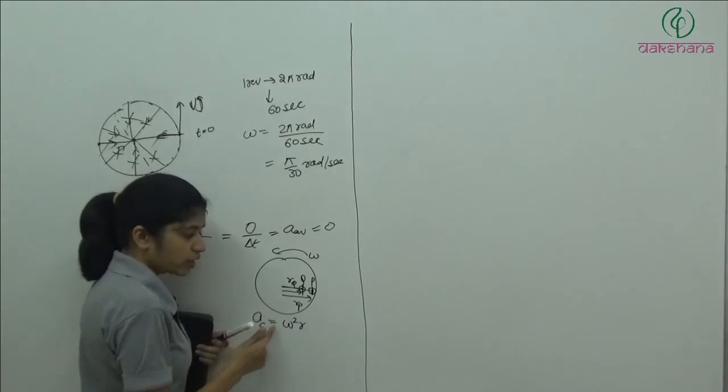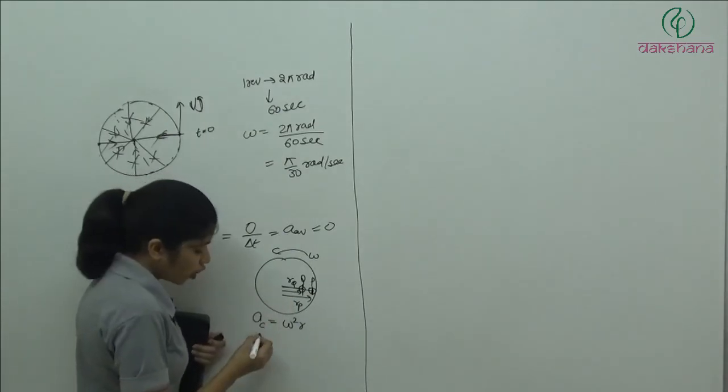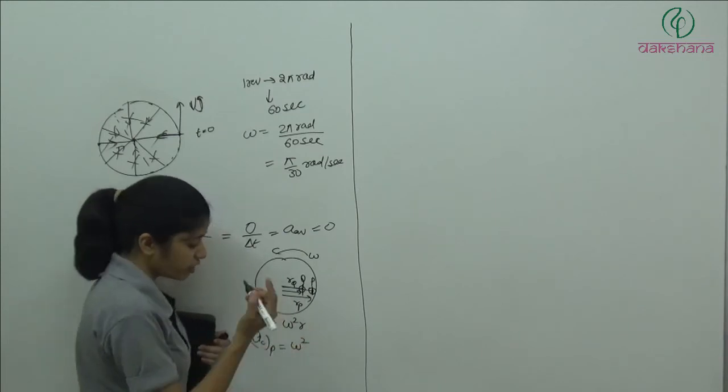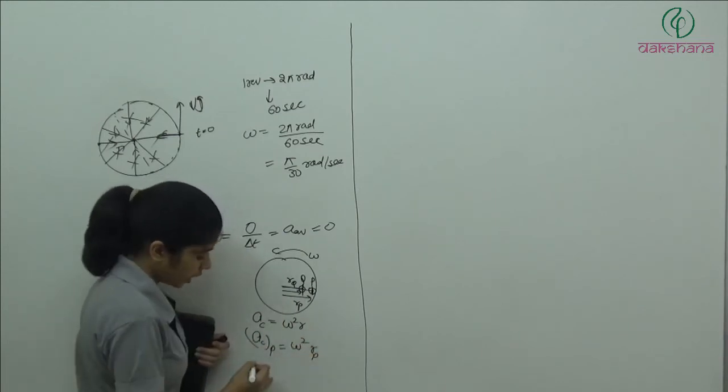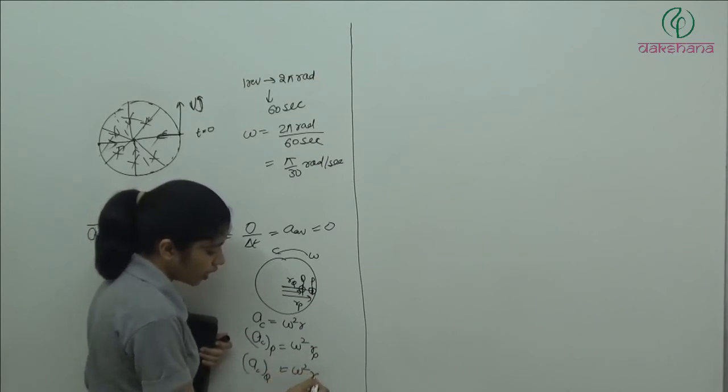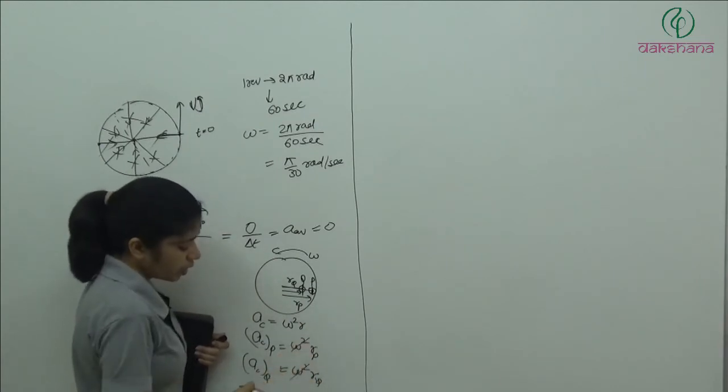So A centripetal is omega square r. Now when you talk about A centripetal for P, what you will write? Omega square for P, which is same for all, into Rp, and A centripetal of Q is equal to omega square into Rq. Okay? This is same in both.